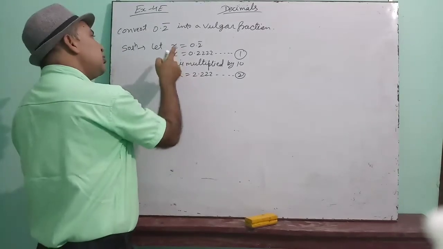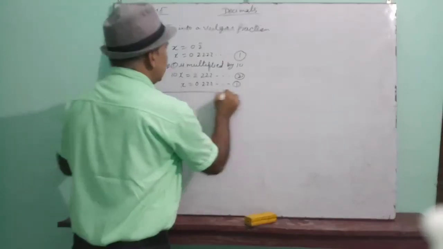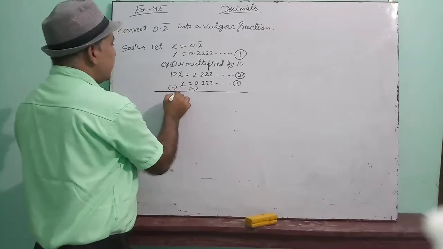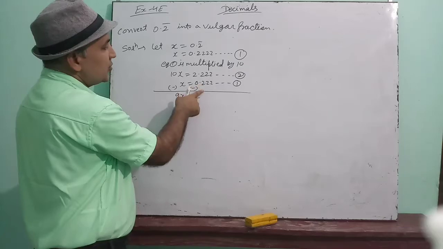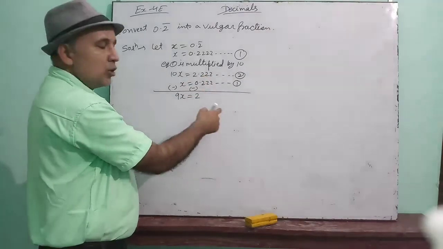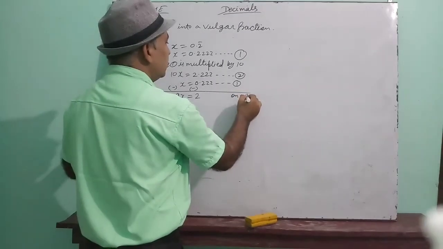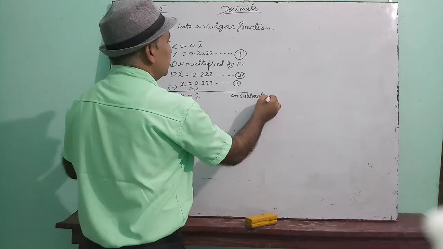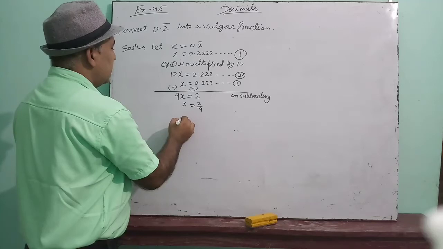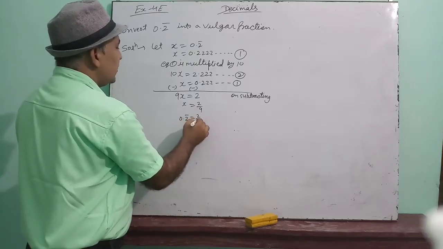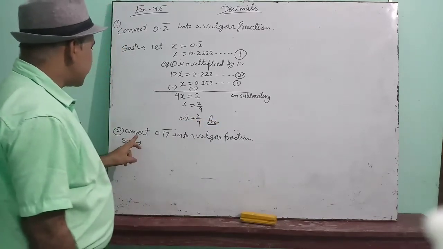Now from equation 2 subtract equation 1. See this one. If we subtract, we will get 9x is equal to 2, because after decimal, 2 minus 2 is 0, 2 minus 2 is 0, 2 minus 2 is 0. So no need of writing decimal and others. Understood? So here x is equal to 2 by 9, means 0.2 bar is equal to 2 by 9. Okay, now see this question.